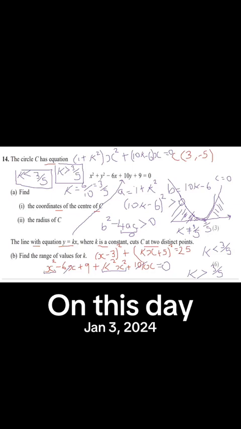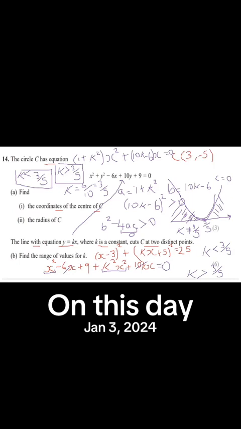But that's my idea. You substitute y equals kx into the equation of a circle to form a quadratic in terms of x squared and x, with k and x. You want the discriminant to be greater than 0, bigger than 0, so you have two distinct real roots, and that's how you come to this.